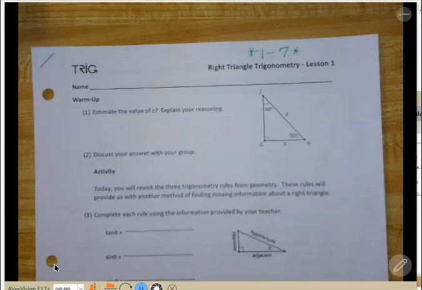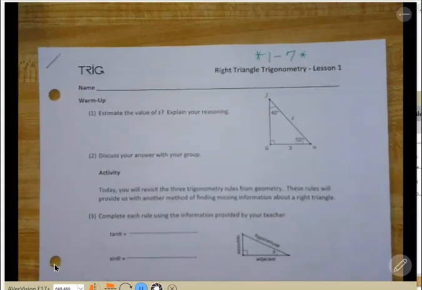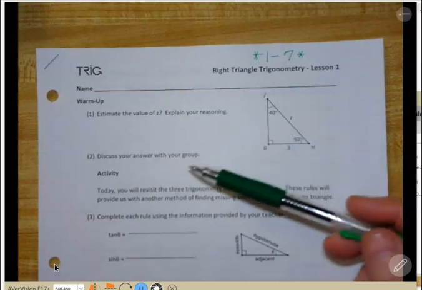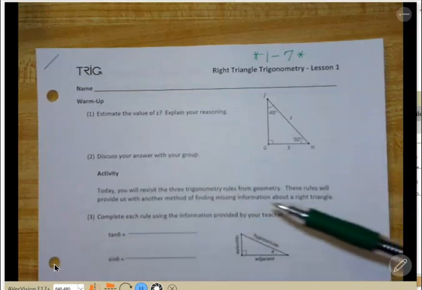So go ahead and begin with problem number 1, and the question they're asking here is, can you estimate what you think the value of z might be? What answer you think that would be? And then discuss that with a partner, the person you're paired up with.